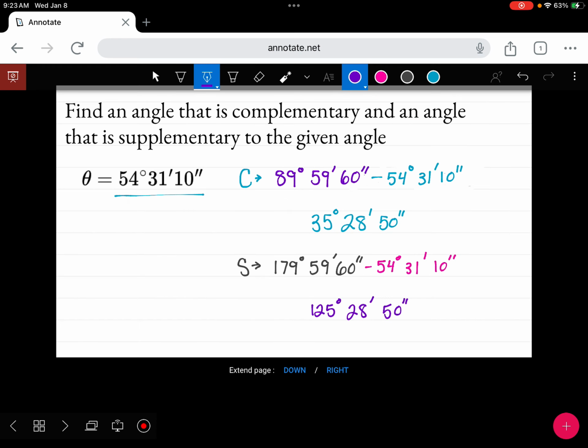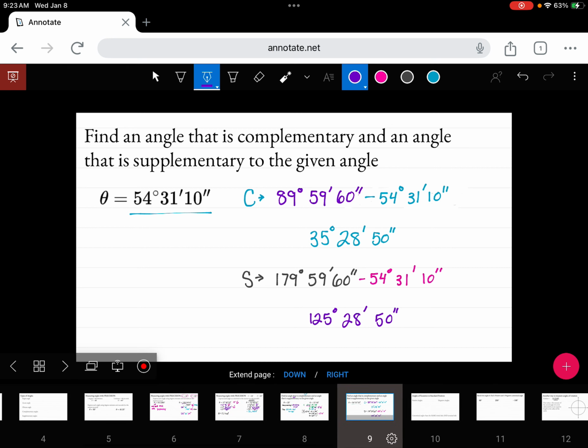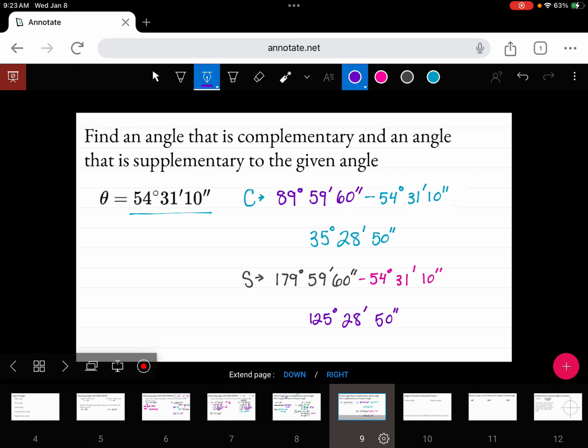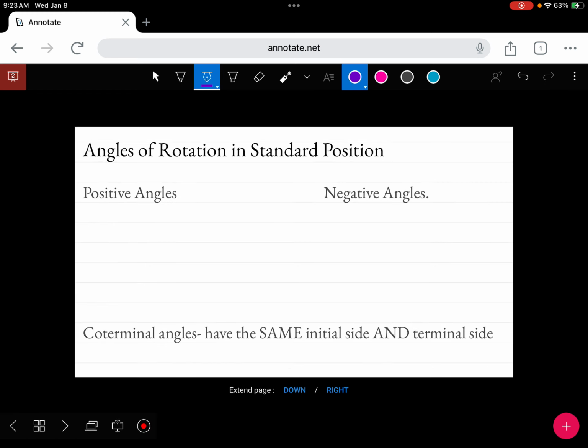So we're feeling okay on complementary, supplementary, that kind of vibe? Cool, cool, cool. Because the next piece is going to go into some different things. We're still going to be living in the world of degrees for now. But we're going to talk about different angles of rotation. So this is called angles of rotation in standard position. We're going to talk about positive angles and negative angles.